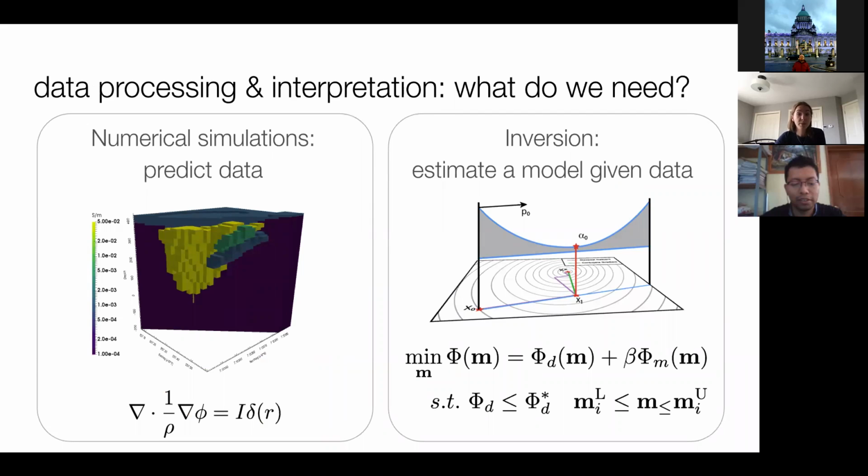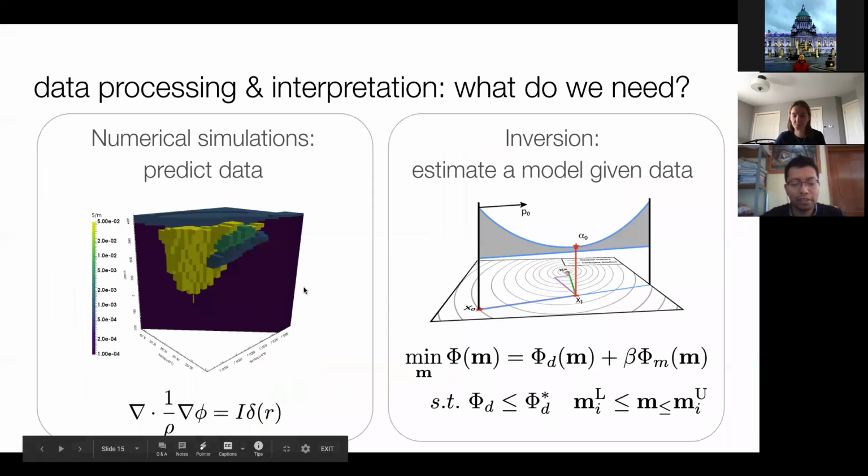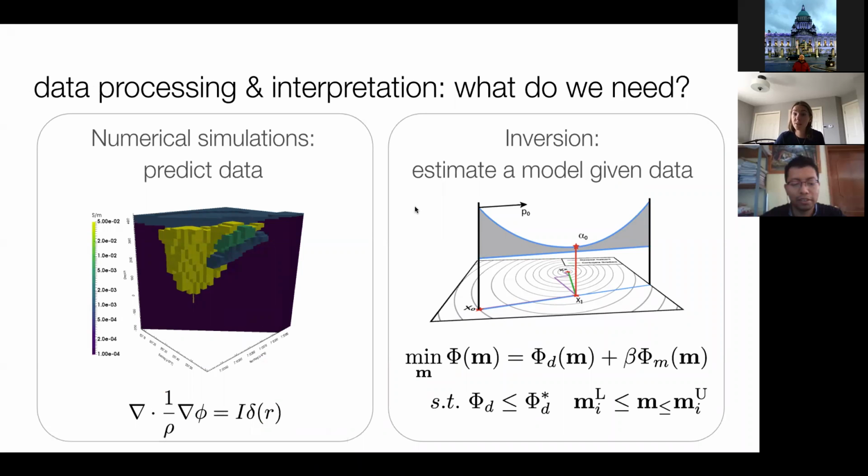So what we need to be able to do is run numerical simulations. So we need to simulate the DC resistivity equation. And so this is the governing equation here. And then we also want to be able to try and run an inversion. So if we're given data, now we want to go backwards. We want to try and estimate a model that's consistent with those data. And we're going to set that up as an optimization problem. And I'll show you a bit more about that later.